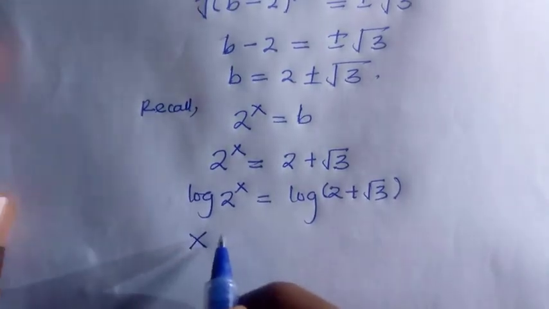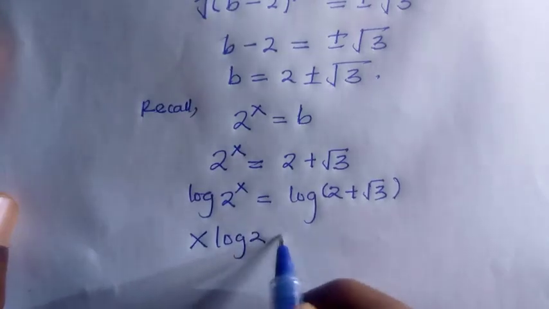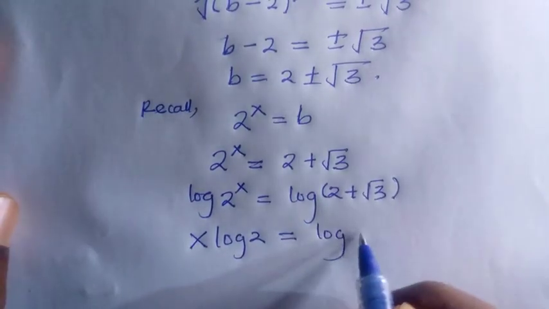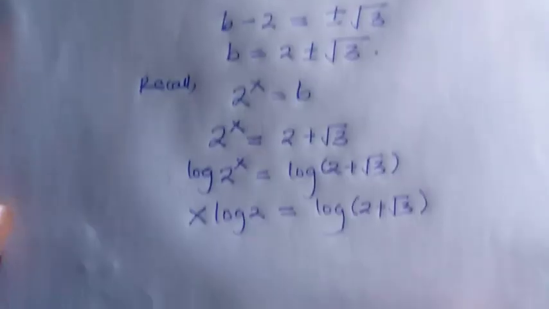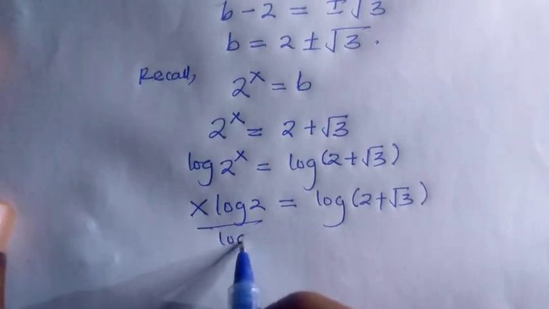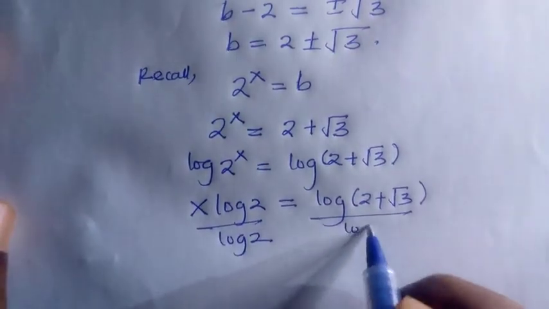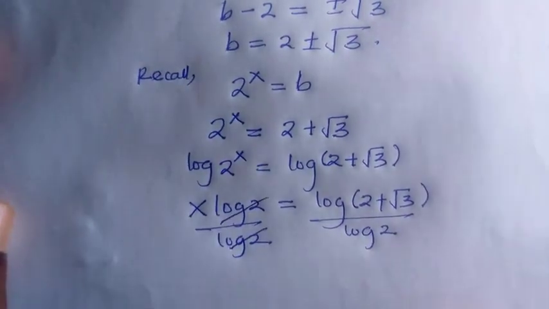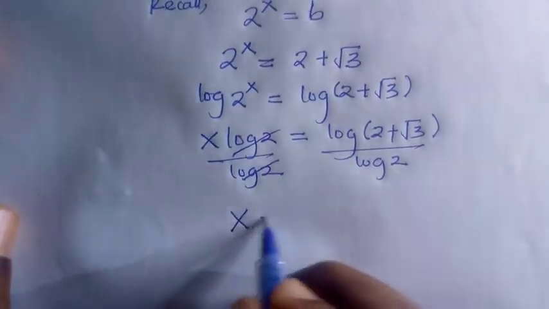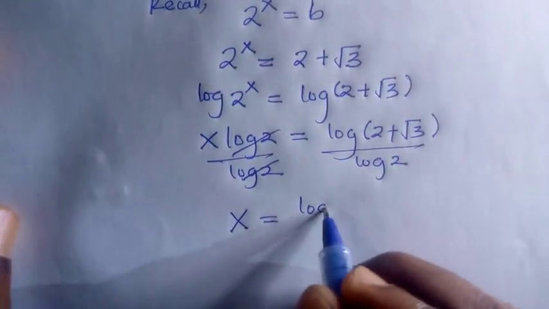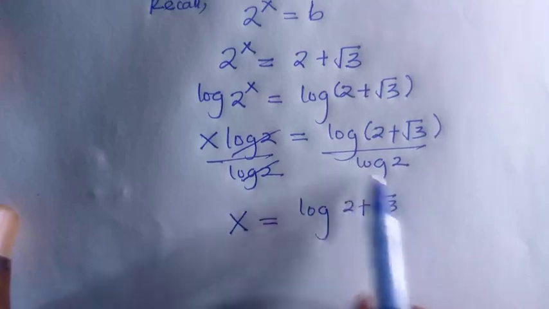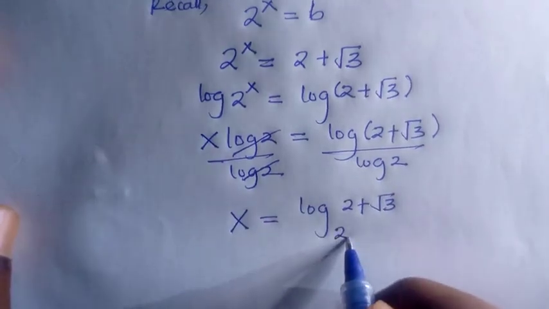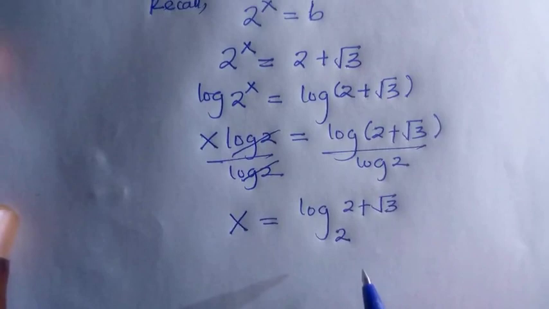And when x comes down, we have x log 2 equals log of 2 plus root 3. Then we divide both sides by log 2. So this cancels, as we have x equals log of 2 plus root 3. And anytime we have a log like this, we can also write this as log of 2 plus root 3 base 2. And here is one solution to this.